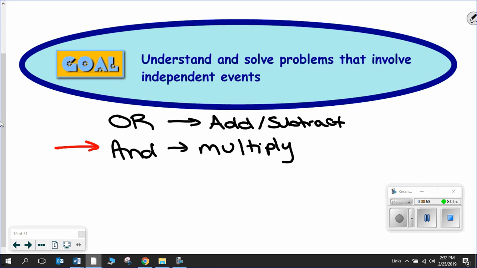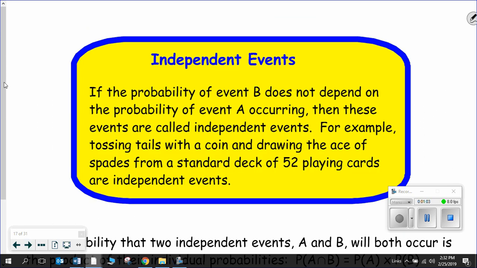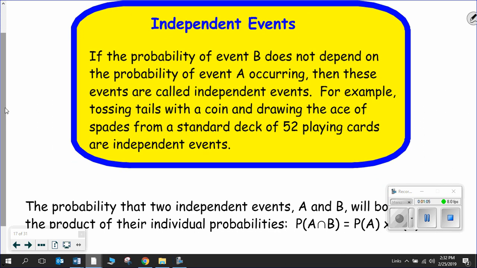So let's try something. So independent events. If the probability of event B does not depend on the probability of the first event, event A, then they're called independent events. For example, if I toss a coin and I draw a card from the deck, they do not change or affect each other. They are independent from each other.